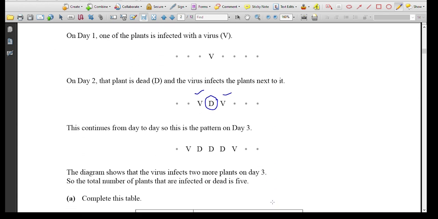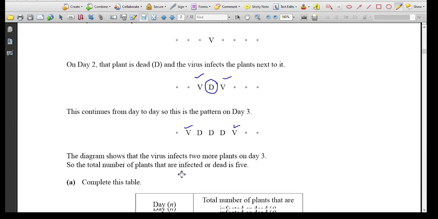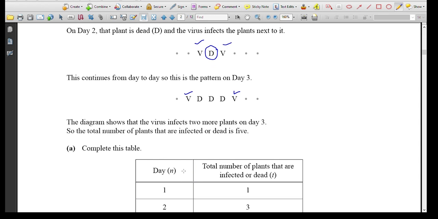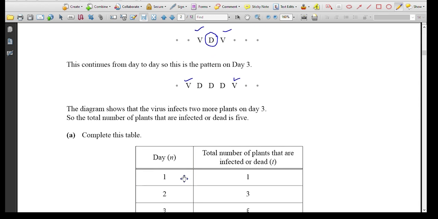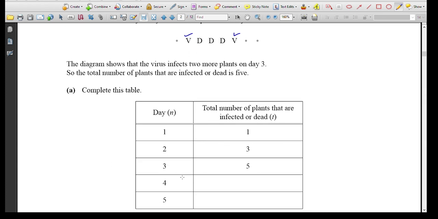Next, this continues from day to day, so this is the pattern on day 3. The previously affected plants are dead, and then two new plants are affected by virus, and it has been clearly mentioned here. The diagram shows that the virus infects two more plants on day 3, so that the total number of plants that are infected is 5. And complete this table. The table has been already completed for 1, 2, 3 days. That number of infected or dead plants are 1, 3, 5.